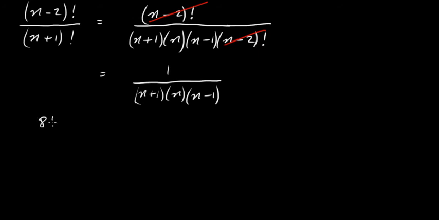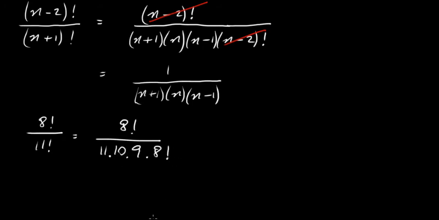Okay, so as a numerical example of that, if you have, let's say, 8 factorial divided by 11 factorial, we'll take the larger one, the one on the bottom. That's going to be 11 times 10 times 9 times 8 factorial. So we can see here I can divide that 8 factorial by that 8 factorial there. So I'll just simply get 1 on the top and 11 times 10 times 9 on the bottom. So that will give me 1 over 990.